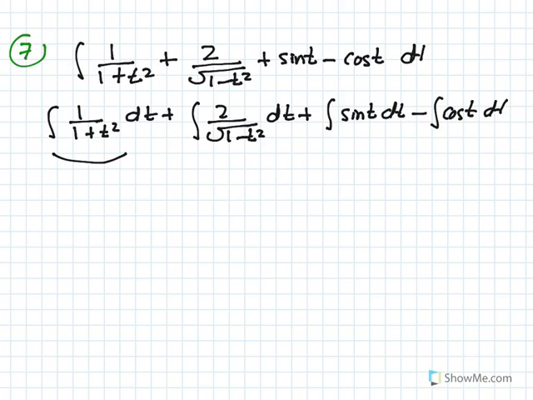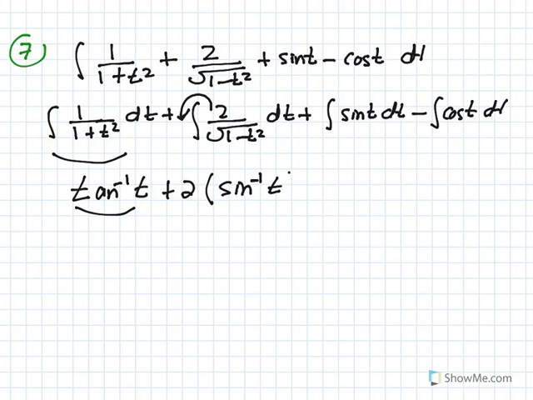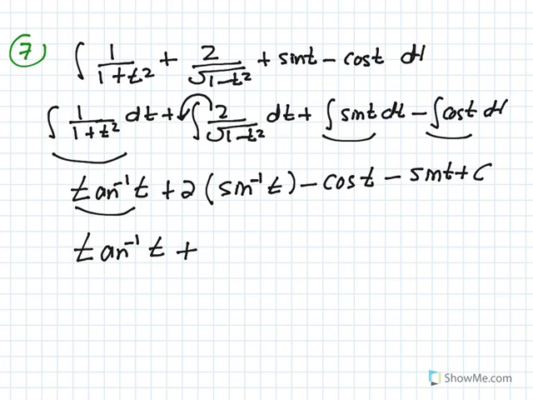Antiderivative of 1 over 1 plus t squared, this is tan inverse t, that's arctan t. Bring this 2 out, plus 2, and the integral of 1 over root 1 minus t squared is sine inverse t, arcsine t. Integral sine t is minus cos t. Integral cos t is sine t, plus c. Let's rewrite this. That's tan inverse t plus 2 sine inverse t minus cos t minus sine t plus c.